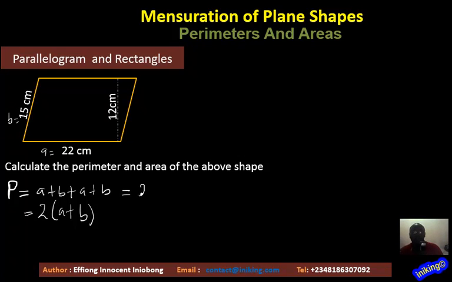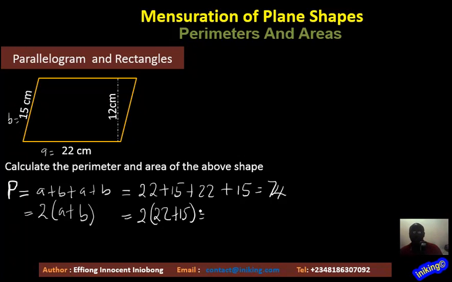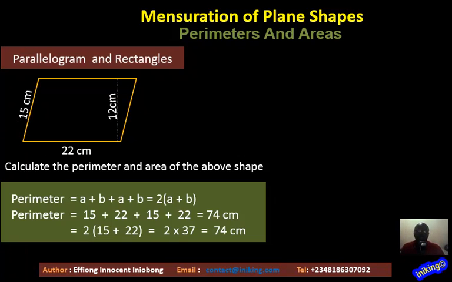If our A is 22 and our B is 15, this is 22, and this is 15. If you look at this carefully, this should give me 74. Or you make use of 2 times A plus B, that will be 2 into 22 plus 15, which is 2 times 37. And that will give us again 74. So that's the perimeter. I'll write this out neatly.